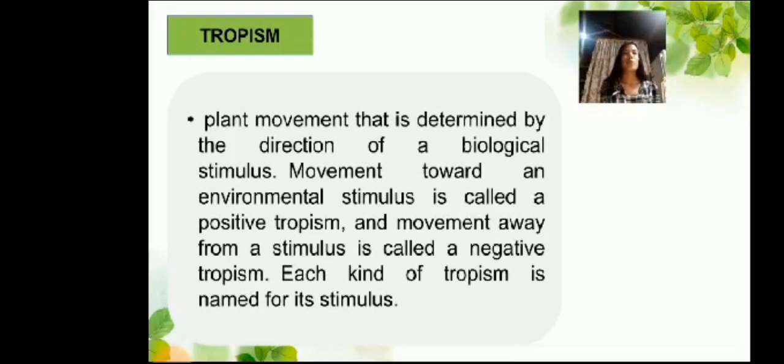So we have tropism. Tropism is a plant movement that is determined by the direction of a biological stimulus. Movement toward an environmental stimulus is called a positive tropism, and movement away from a stimulus is called a negative tropism. Each kind of tropism is named for its stimulus. So, for example, a plant movement in response to light coming from one particular direction is called phototropism.